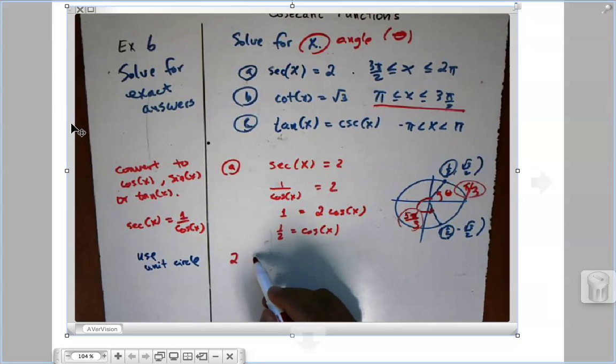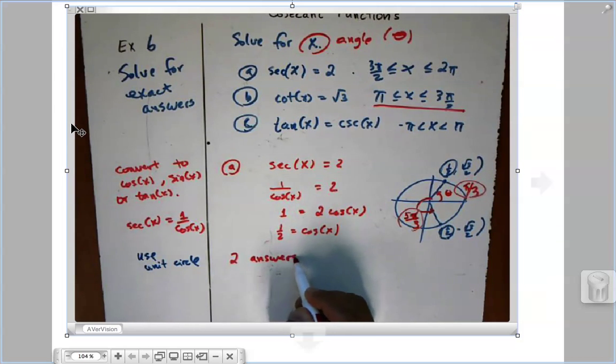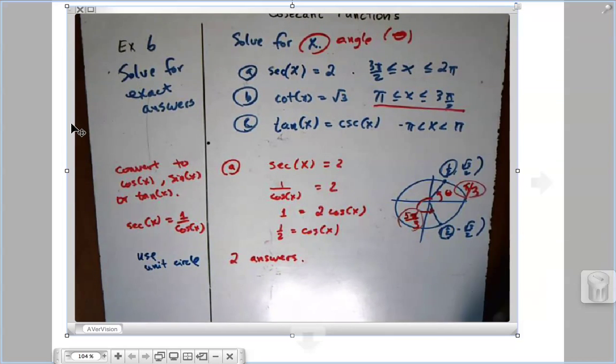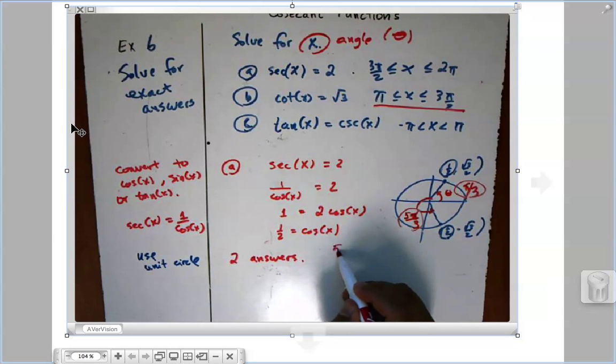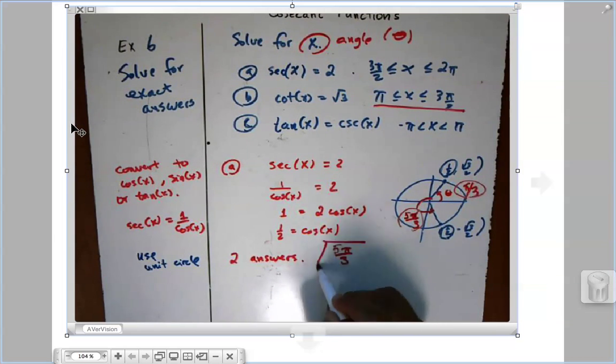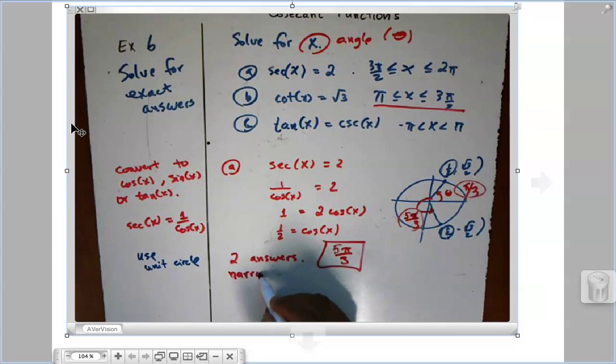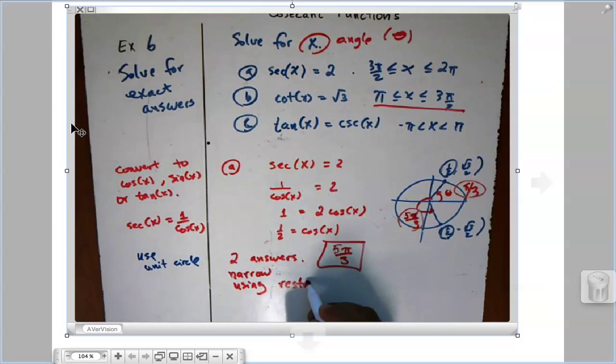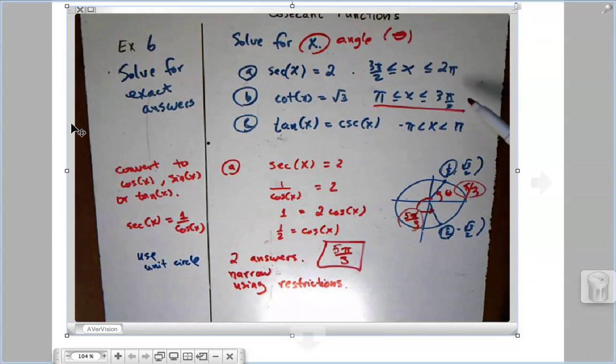So we have two answers, and we are going to narrow it down based on this criteria. This criteria says that the answer should be between 3 pi over 2 and 2 pi, so there can only be one answer, and that's 5 pi over 3. Okay? So we have to narrow down using the restrictions here. And the restrictions are going to be given to you. If you don't have any restrictions, then you write both. But in this case, you have a restriction, so the only correct answer that you can have is 5 pi over 3.